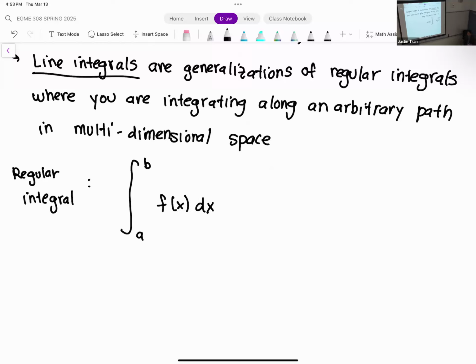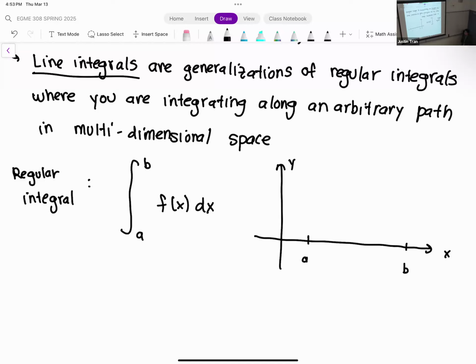Okay. And our function is only of one variable, x, and we're integrating between x equals A and x equals B. Okay, so what this looks like, right? Let's say we have two points here, A and B.